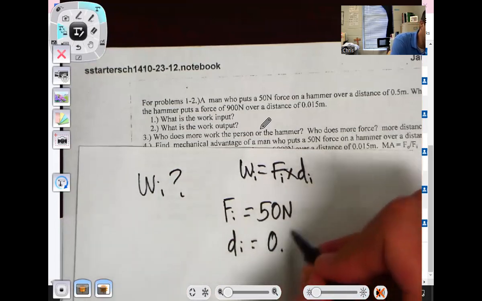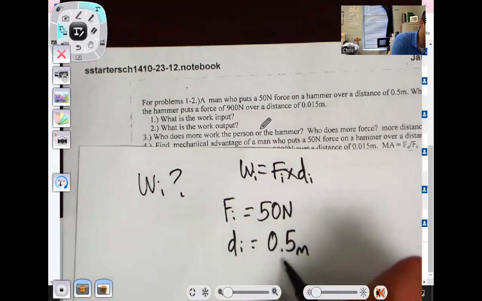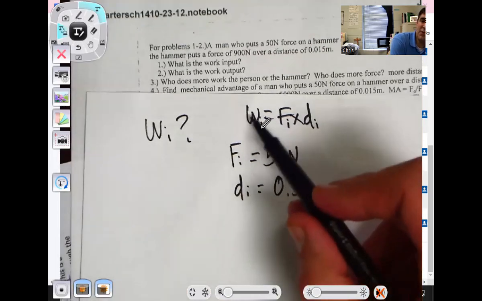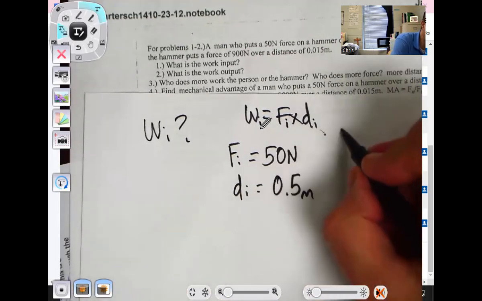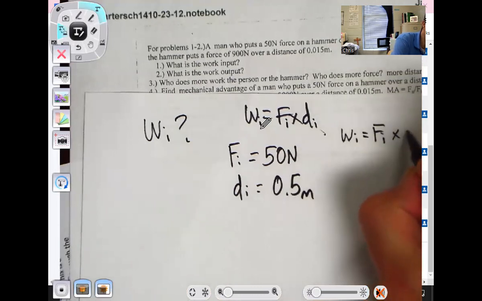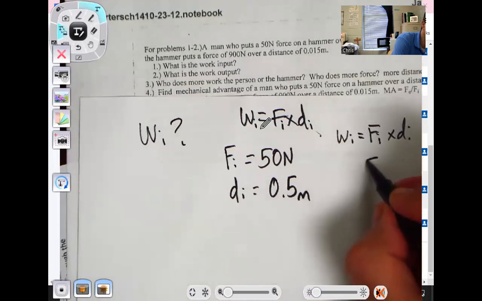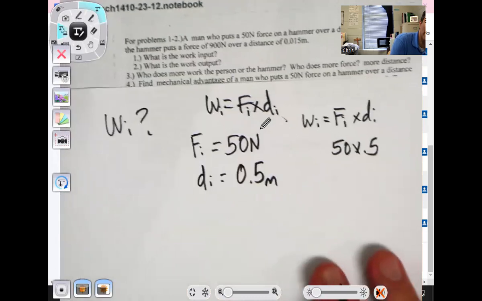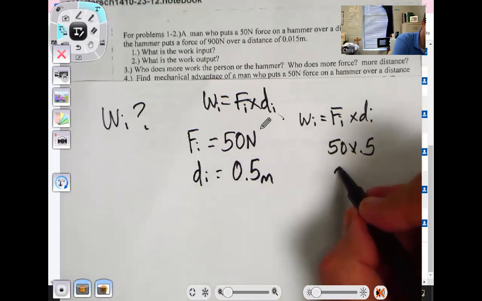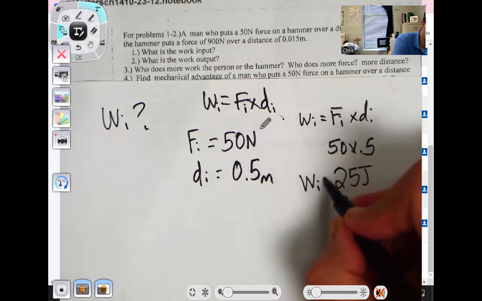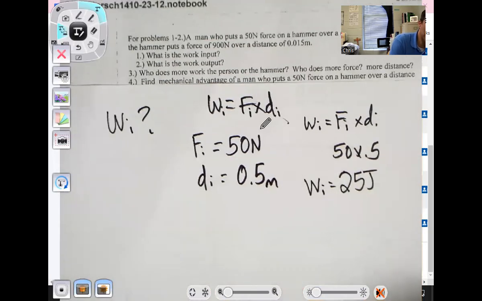0.5 meters. All right, so that is the distance input. I have those right here. If I plug those into this formula, I can get my answer for my work input. Work input equals force input times distance input, and I'm going to plug in 50 Newtons times 0.5. When I multiply those two, I get 25 joules. So work input equals 25 joules.